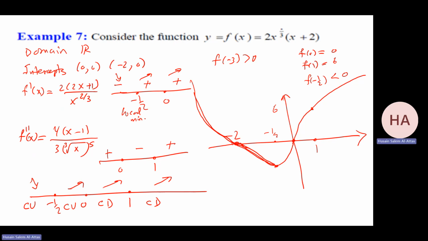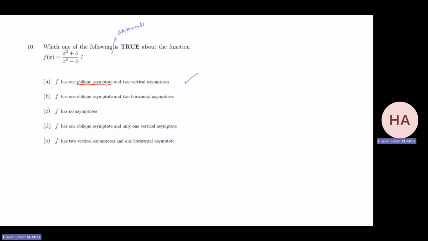Now go to the old questions. If you notice, most of them are about the slant asymptote or the oblique asymptote. They call it oblique or slant. Now he said, which one of the following statements is true about this function? If you notice, they are talking about vertical, horizontal, and slant.